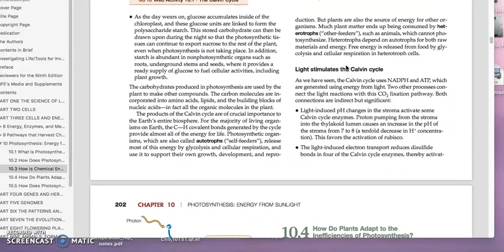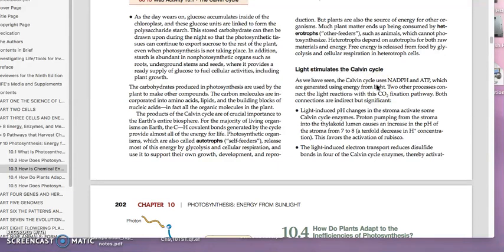Also, I'd like for you, and I'm hoping that you're reading after you're watching these videos, or maybe before watching these videos, screencasts, that you're reading out of the textbook. Light stimulates the Calvin cycle. The Calvin cycle is called the light-independent reactions.